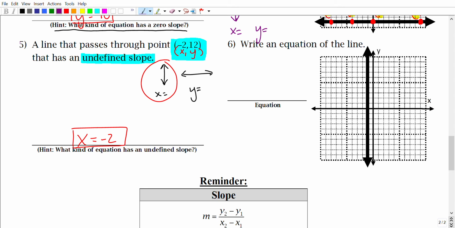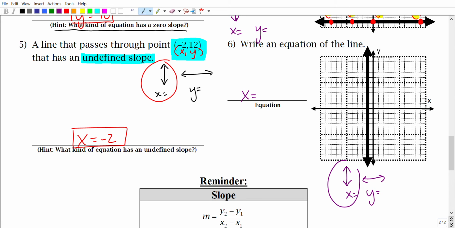All right, guys, let's try out number 6. So if you notice, this is a vertical line. Once more, if it helps, draw your two scenarios. Vertical lines start with x equals. Horizontal line starts with y equals. In this case, we have a vertical line, so I definitely start with x equals.